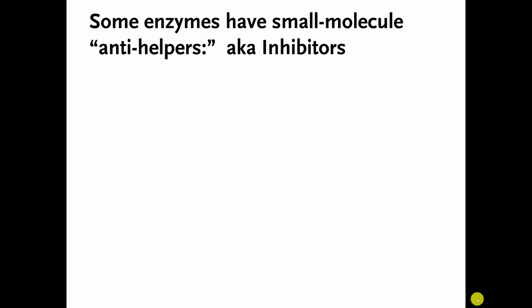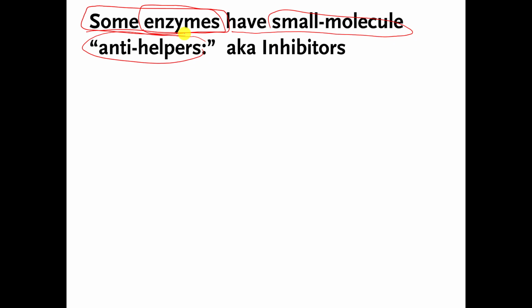Alright, welcome back everybody. In the previous video we talked about enzymes. Enzymes are biological molecules that speed up chemical reactions. Usually people think of enzymes as specific protein molecules that speed up specific chemical reactions. Turns out that sometimes there are special small molecules that kind of stop the enzymes from speeding up chemical reactions.